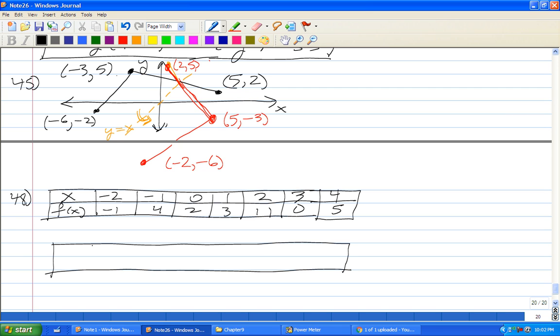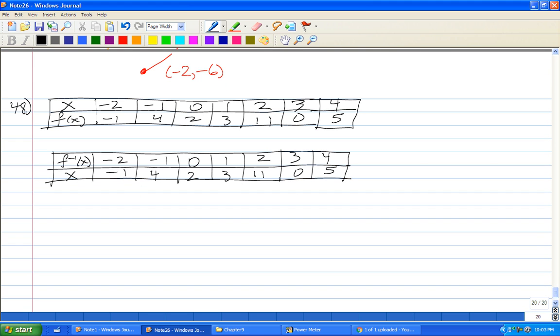So let's do this. -2, -1, 4, oops, that's a +4. 0, 2, 1, 3, 2, 11, 3, 0, 4, 5. So to find the inverse function, you just have to interchange x and y. So the f of x becomes x, and the x becomes the inverse function. You probably want to show it in a nicer way, but this is the answer.